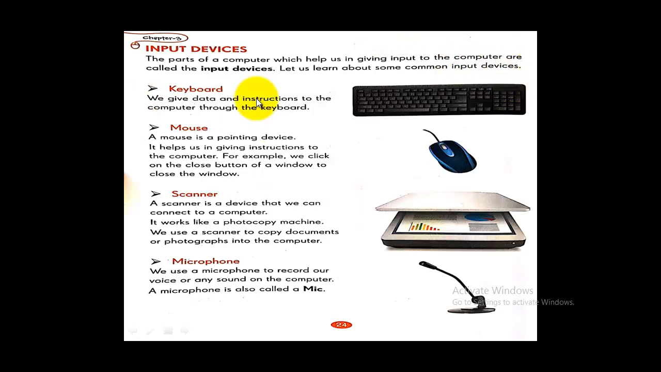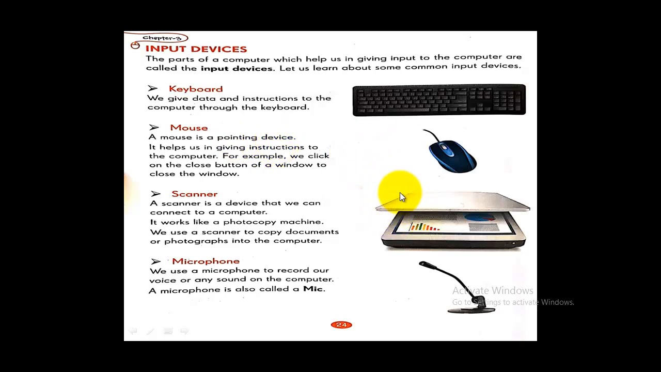Then after that, the mouse. A mouse is a pointing device. It helps us in giving instructions to the computer. For example, we click on the close button of a window to close the window. Now a mouse is a pointing device. Now I am using a mouse.